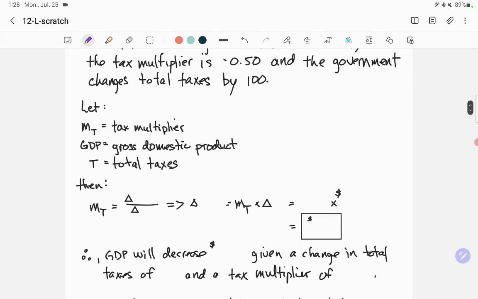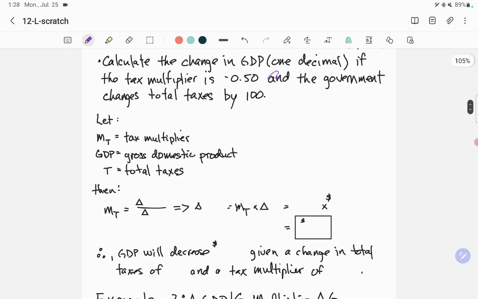Okay. Well, let's see. That's going to be M sub T. That's going to be delta T. So what do we need? Delta Y, or delta GDP. Same. So M sub T is going to be equal to, as we alluded to earlier, the change in GDP given the change in taxes. So how much does GDP change given the change in total taxes in the economy?